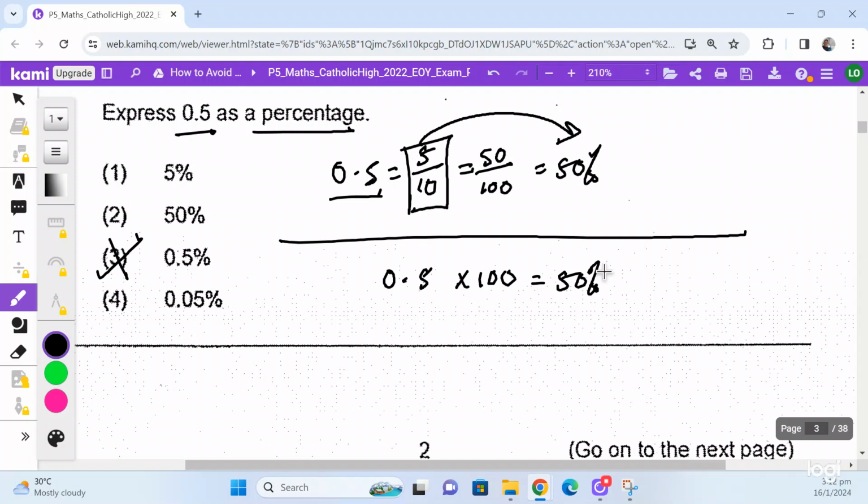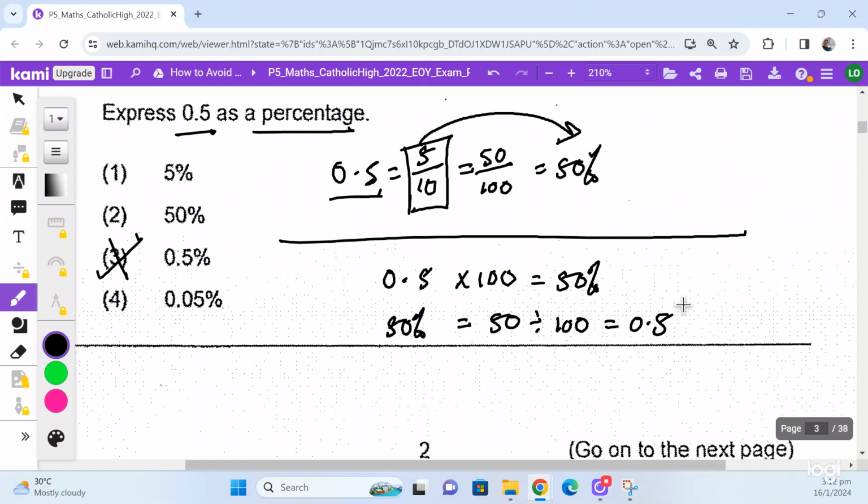For example, if I want to change the percentage back to decimal, I take 50 and divide by 100, and I will get 0.5, which is back to decimal. So it's either multiply by 100 or divide by 100. Nothing wrong with this way of doing it, just that sometimes we may forget whether to times 100 or divide by 100 to get percentage. This is the part where students may get confused.